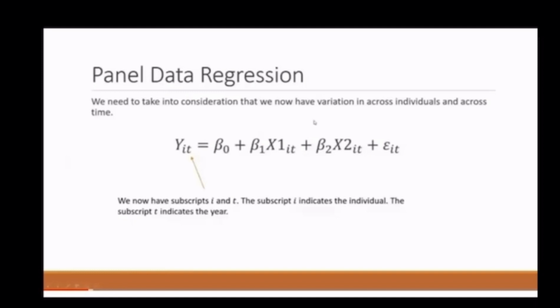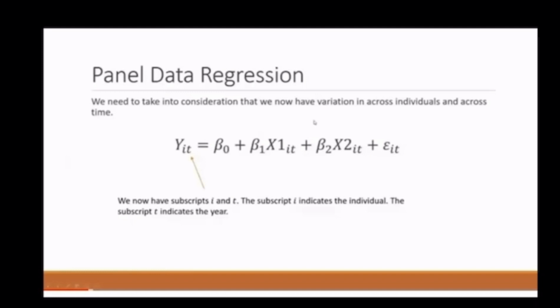Okay, but because the panel data has a cross-sectional component represented as i and a time component t, this is the way it's going to look. And that was why I said we need to take into consideration that we now have variation across individuals and across time. So what makes panel data very interesting? We're basically going to use the idea of the variation across the cross-sectional units and the variation across time. Does that make sense? And you can see what the i and t represent.